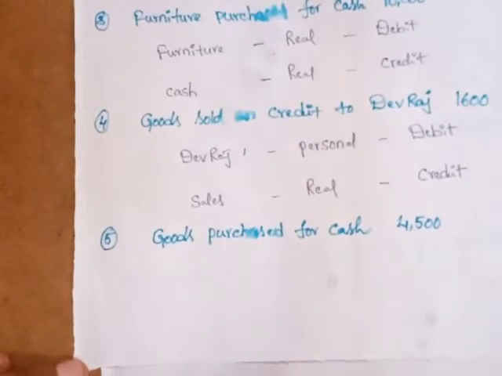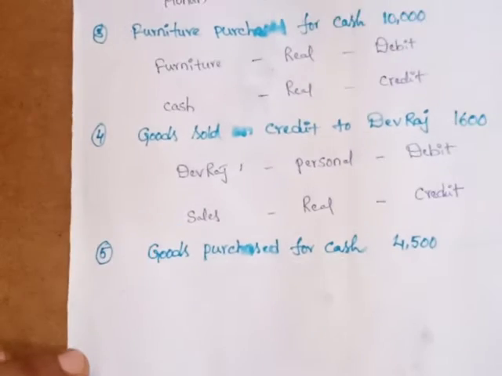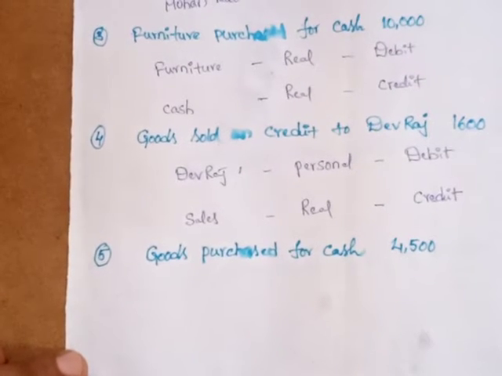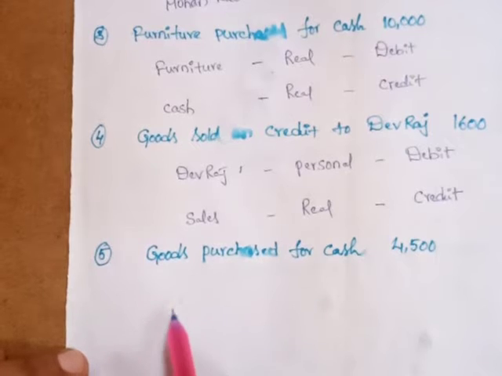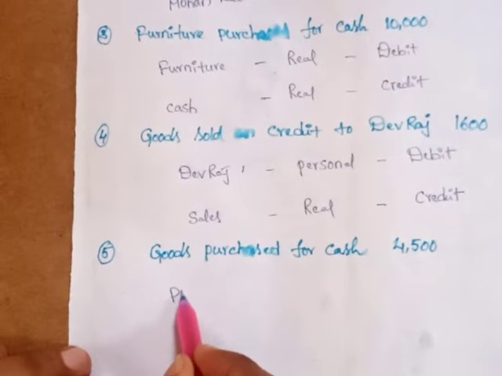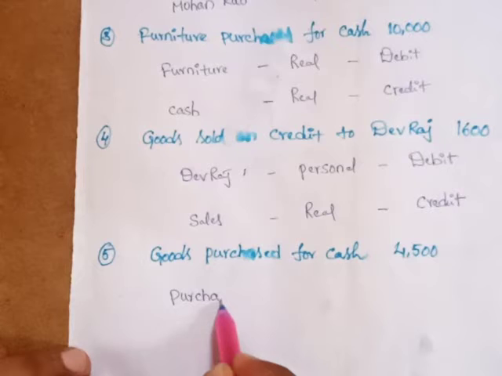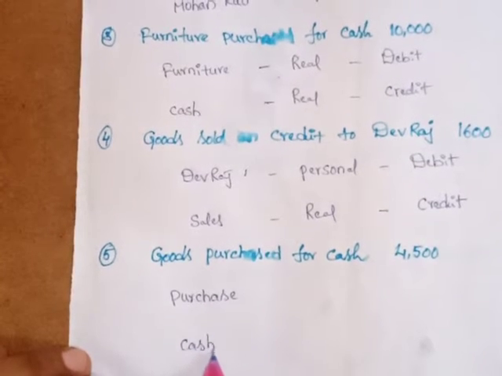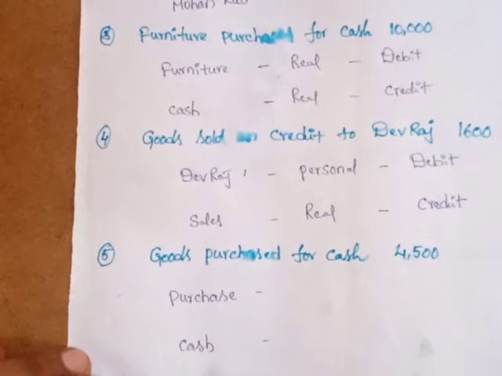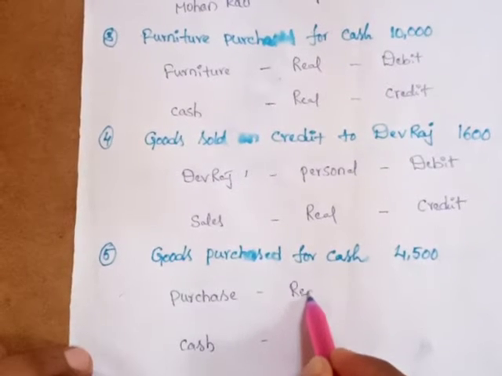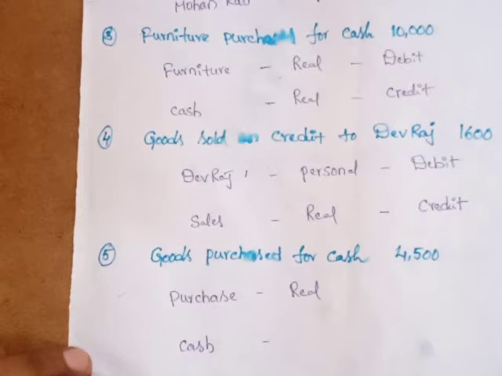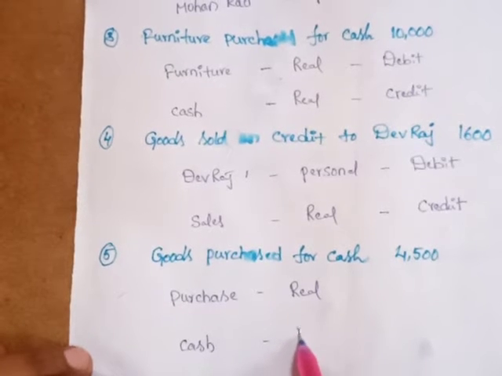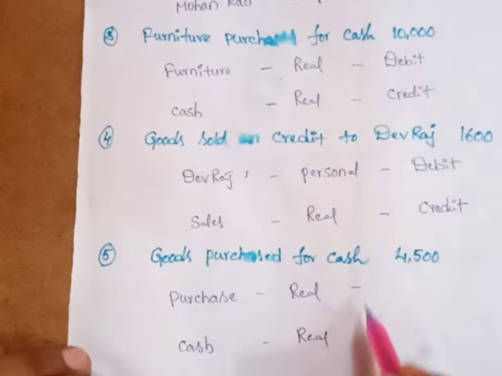Next, goods purchased for cash. In this transaction, two aspects are involved. Those are purchase and cash. We purchased goods. Goods is an asset, that's why it is a real account. And cash is also an asset, that's why it is also a real account.